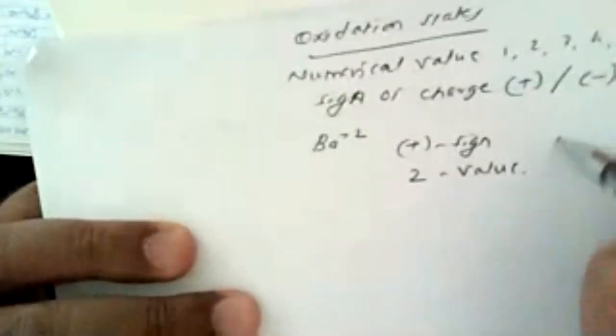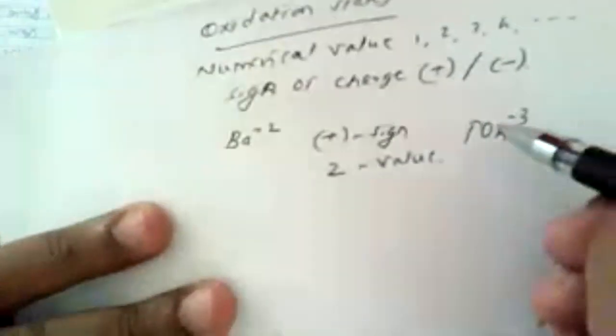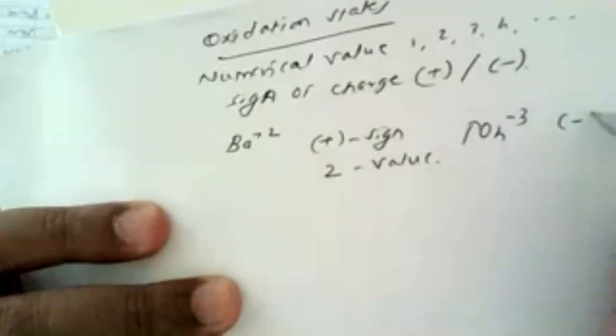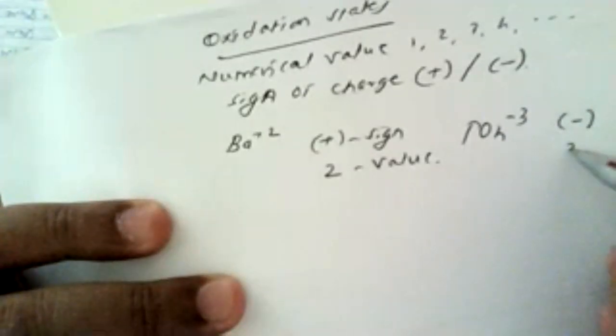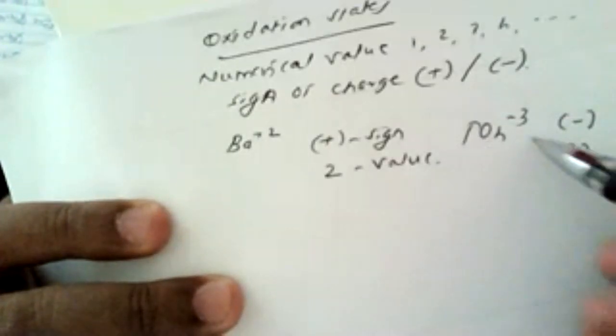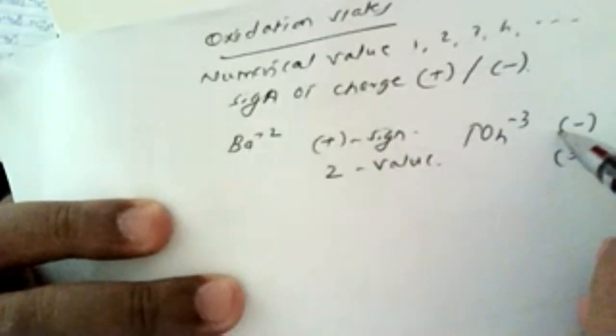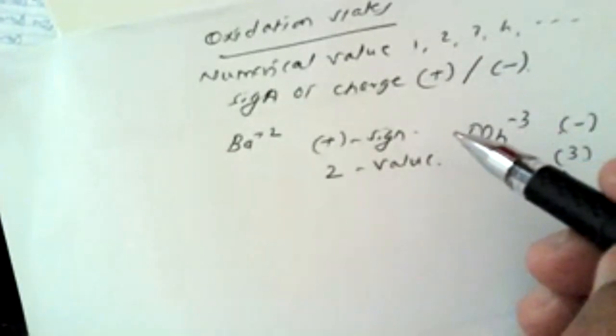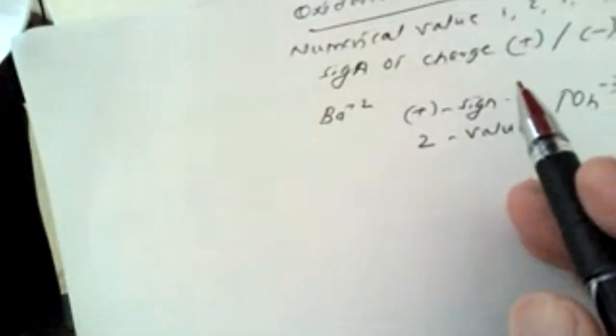For example, we always write barium as +2. Here plus is a sign and the numerical value is 2. For phosphate ion, we write PO4 3-. So there is a negative charge and the numerical value is 3. So oxidation state can be defined as the numerical value with sign of charge which an atom appears to possess in an element. Now the question arises that there are again differences.